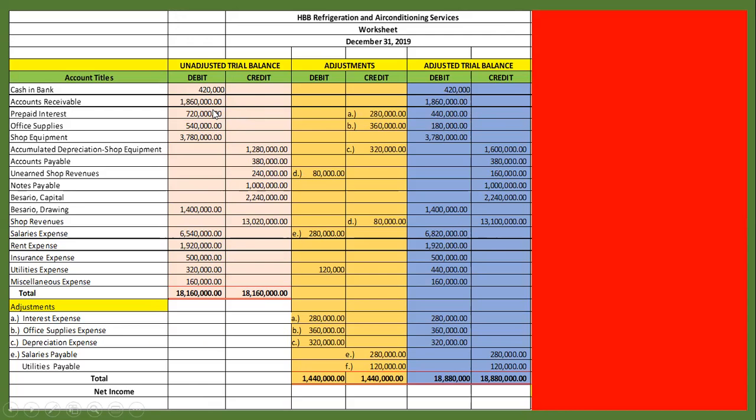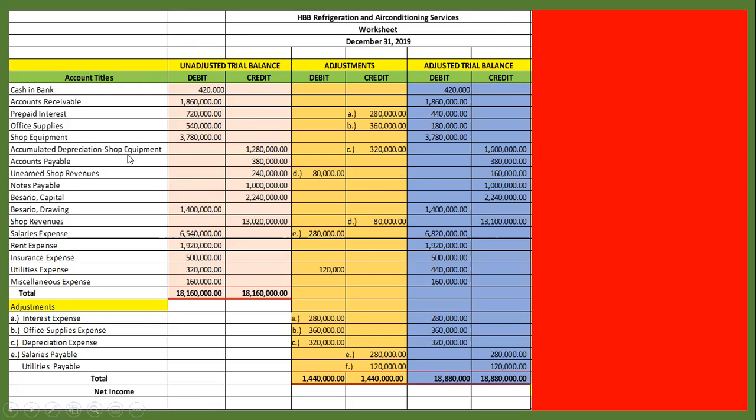So since debit has the higher amount, the difference of 440,000 should be posted on the debit side of your adjusted trial balance. Then we have the same scenario with office supplies. Debit has a higher amount than credit, so the 180,000 should be posted on the debit side of your adjusted trial balance. Then we proceed to your shop equipment. Your shop equipment doesn't have any changes in the adjustment column, so you just copy the amount.